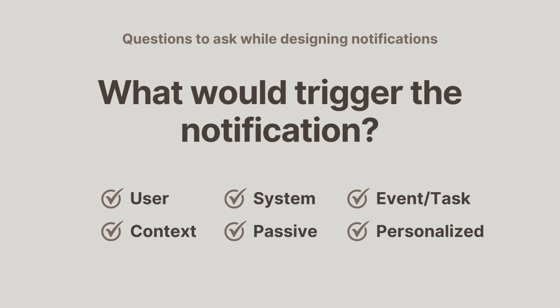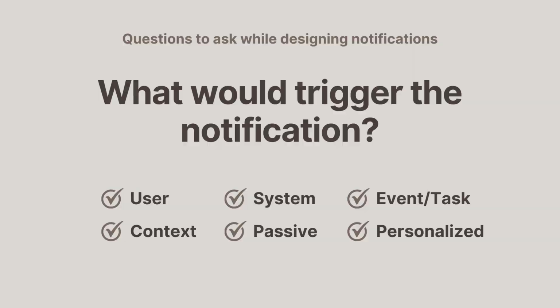The second question is, what would trigger the notification? You need to ask yourself, what initiates this notification? How does it start? Is it the user that initiates it, for example, when one user is messaging the other? Or is it the system, like some notifications for you to update the app? Or is it an event or task, like when a user tries to withdraw from their bank and you're notifying them of something, maybe it's successful or not. When a user is trying to withdraw or make a payment and you are notifying them of the status of that payment, that's another trigger.